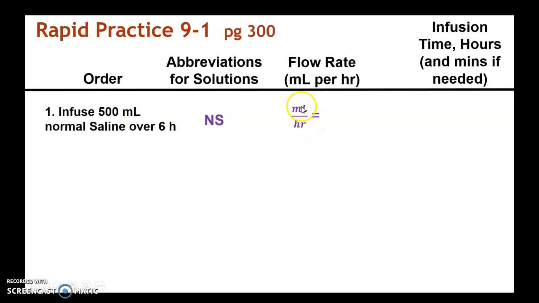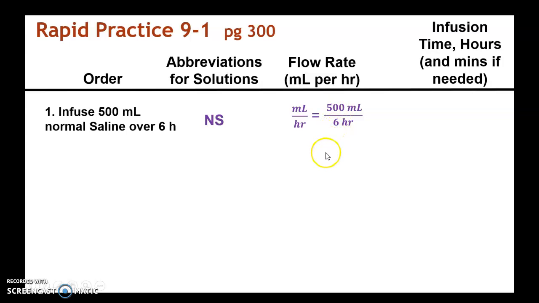Which means we need to stick milliliters on the top part of our first fraction. Well, they did tell us 500 milliliters, and they told us that it needs to happen in 6 hours. So that's going to be the bottom part of our fraction. 500 milliliters needs to happen in 6 hours. And that's all the fractions we need to have. I mean, that is milliliter on top, hour on bottom. That's what we were looking for. So we're ready to do the math here.